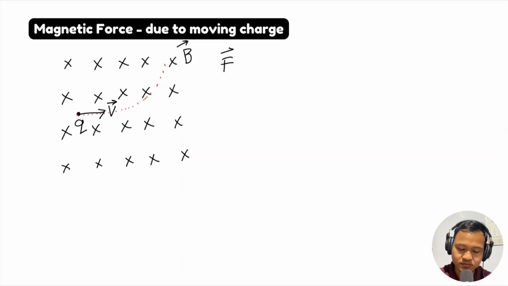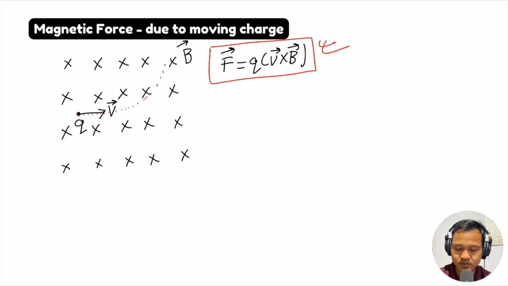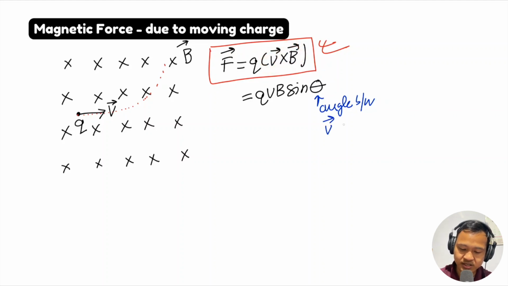So here the force is given by Q into V cross B. So V cross B, again a cross product. Last lecture we covered the direction of the cross product, using the right hand thumb rule. You can write this as qvB sin theta, where theta is the angle between the first vector and the second vector, which are v and B.